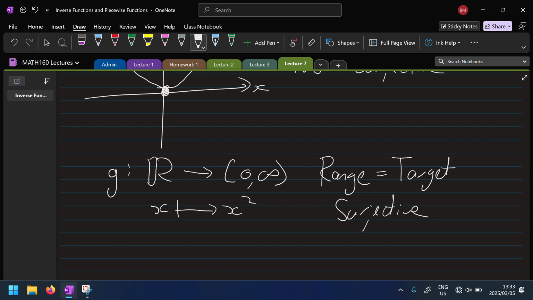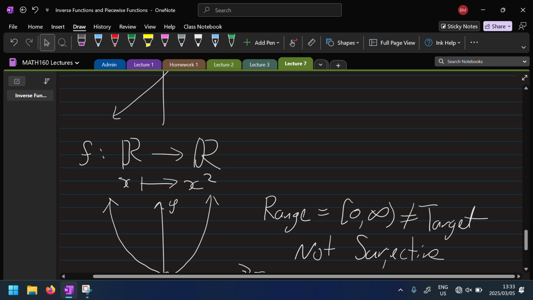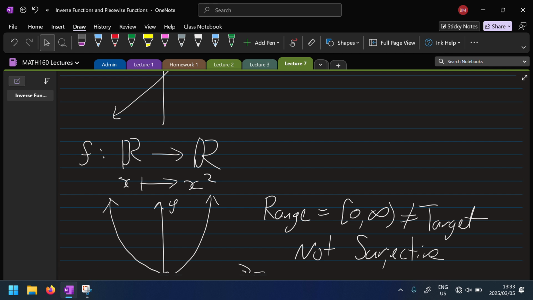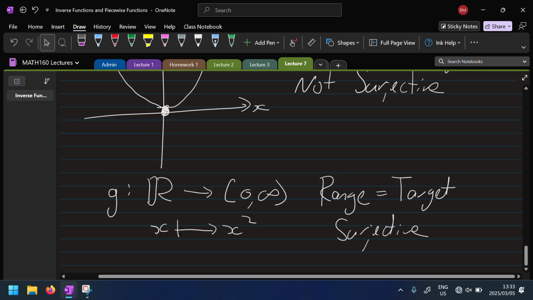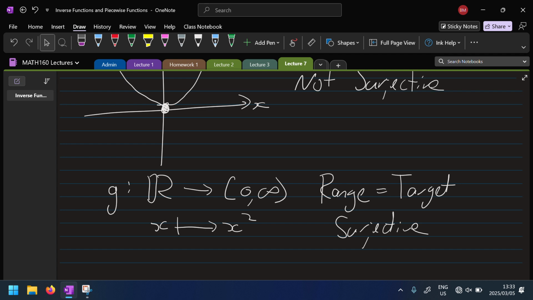Now, do you see how important the definition of the function is? So in the first case, I chose the target to be all real numbers. Me choosing that means it is not surjective. In the second case, the function looks exactly the same. The graph is identical. But in the second case, I chose the target to be 0 to infinity. Now it is surjective. Okay. The graphs are identical. The function rule is identical. I just changed the target, and now it goes from being not surjective to being surjective.